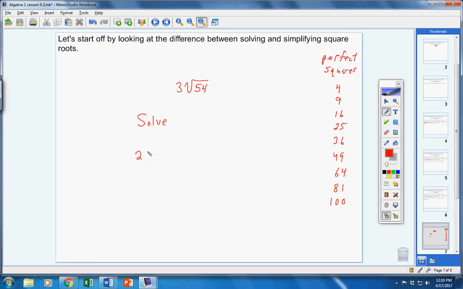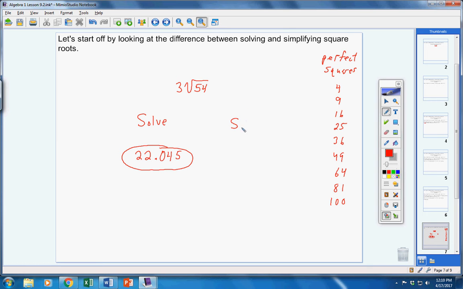And you should get 22.045. I rounded that, of course. Now some of you might want to type into your calculator 3 times the square root of 54 and then hit enter. I don't care. Whatever works for your calculator is fine with me. Just make sure you know how to use it correctly, okay?